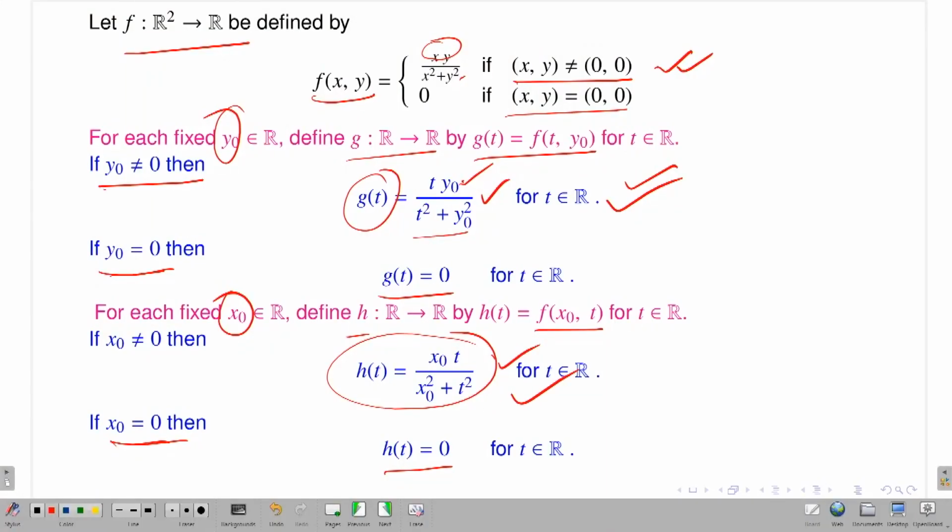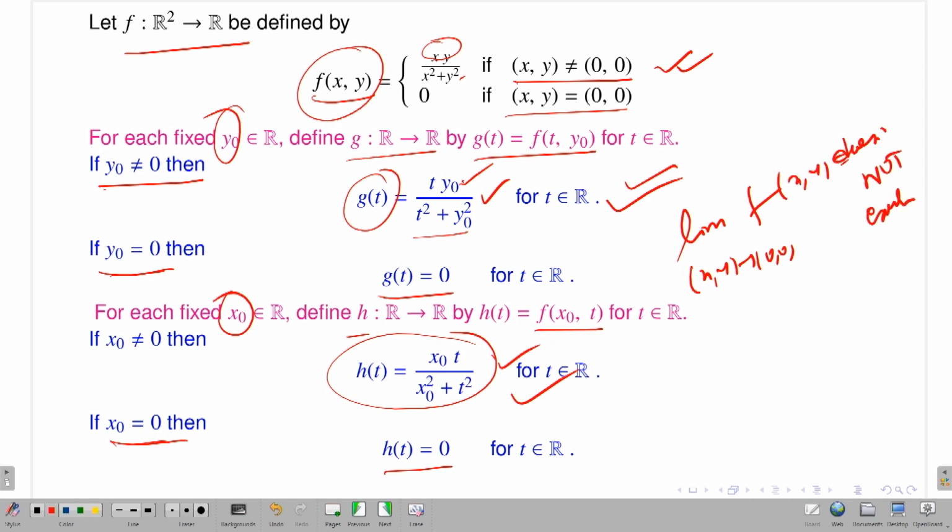However, let's see the continuity of small f at the point 0, 0. By looking at the function, I can easily say that this function is not continuous at the point 0, 0. Why? Because I already discussed in my last slides that the limit of this function as xy approaches 0, 0 does not exist. That I already proved.